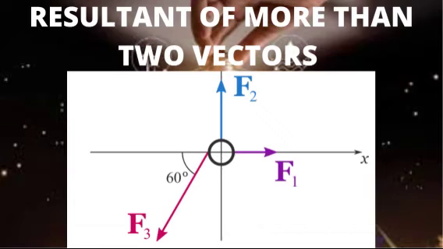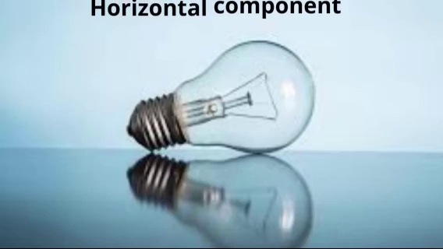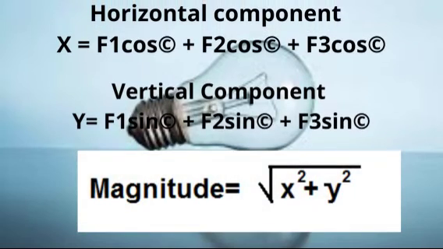So resolution of vectors is simply looking for the individual components of a vector on the horizontal plane and the vertical plane. The horizontal component is gotten by the resultant cos theta, and the vertical component by the resultant sin theta. In this case, we're looking at more than two vectors acting at a point. We have been looking at cases where two vectors are acting at a point and then we look for the resultant. Here we are looking at more than two vectors acting at a point.